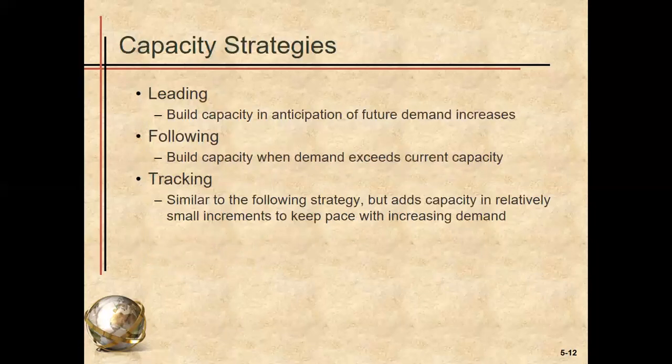Okay, capacity strategies. They consist of three aspects: leading, following, and tracking. Leading is building capacity in anticipation of future demand increases, and then following is building capacity when demand exceeds current capacity. And then the third is tracking, similar to the following strategy, but it adds capacity in relatively small increments to keep pace with increasing demand.